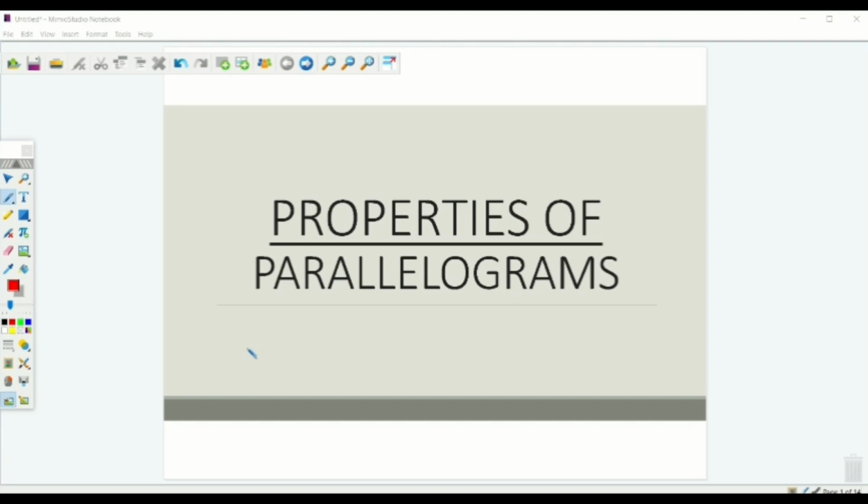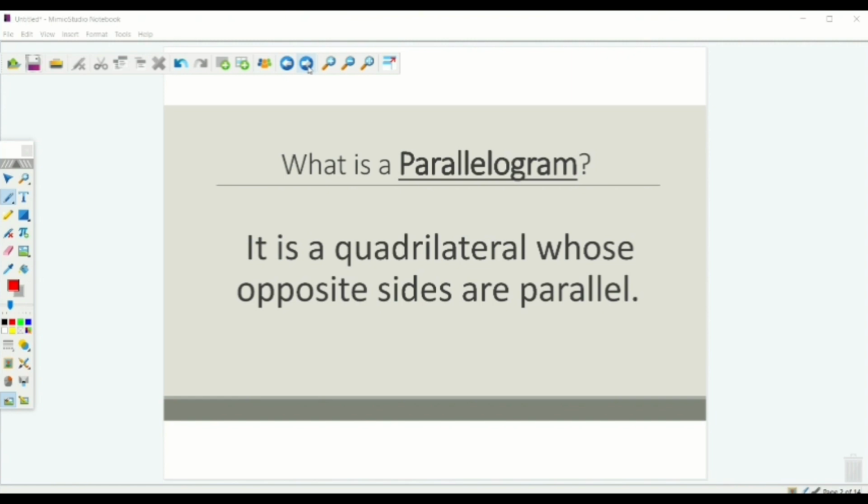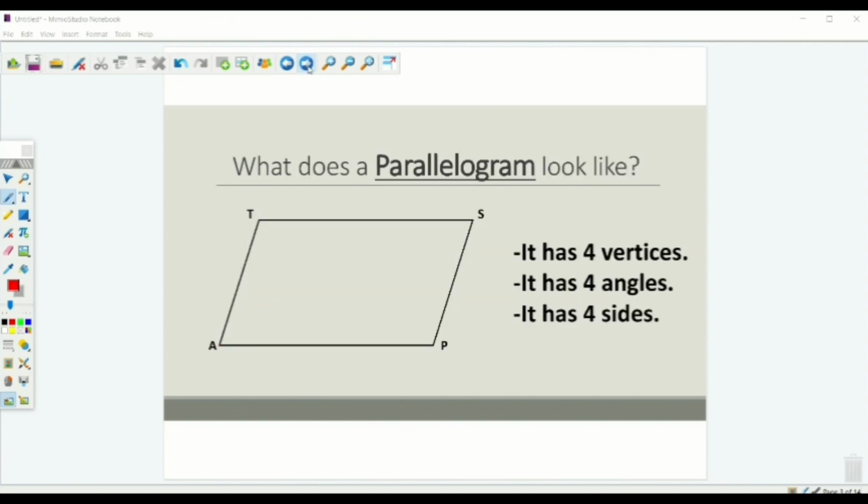This is Sir Marcy, and for today's video, I'm going to discuss the different properties of parallelograms. What is a parallelogram? It is a quadrilateral whose opposite sides are parallel. The parallelogram looks like this.